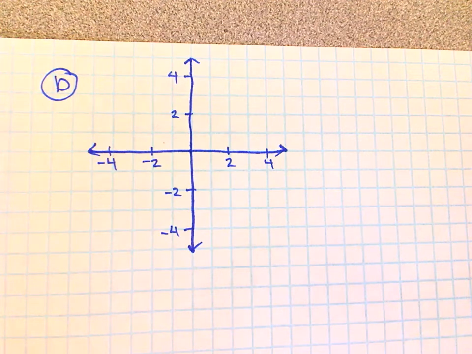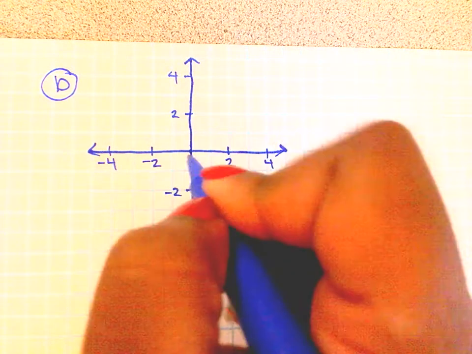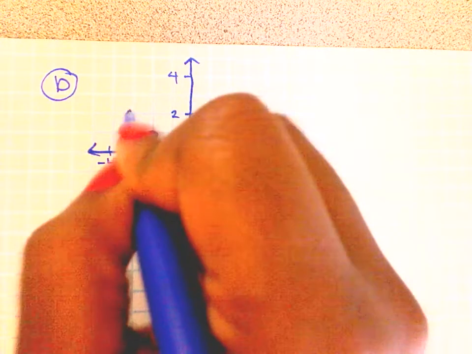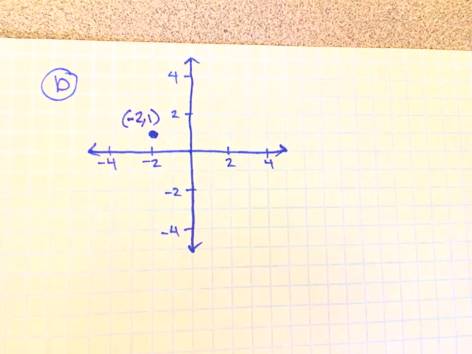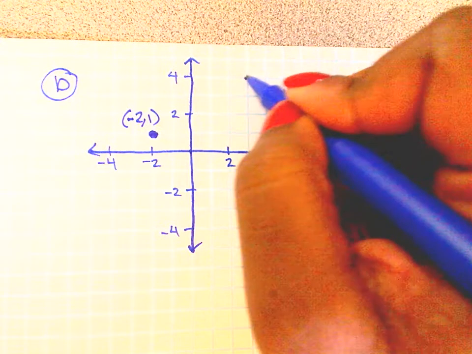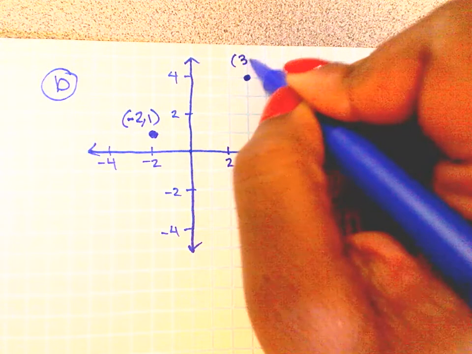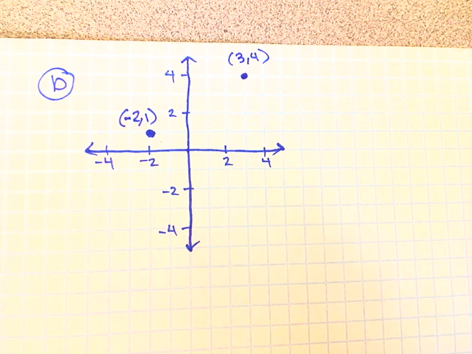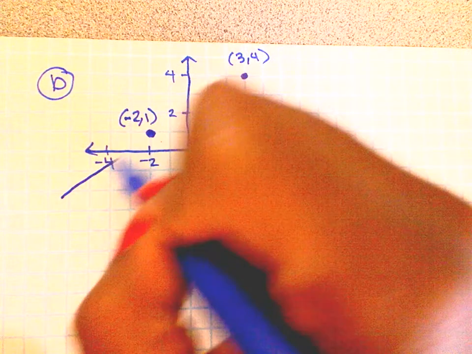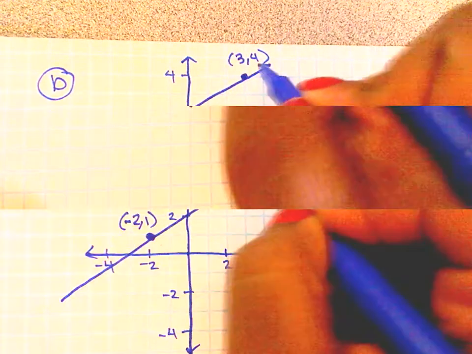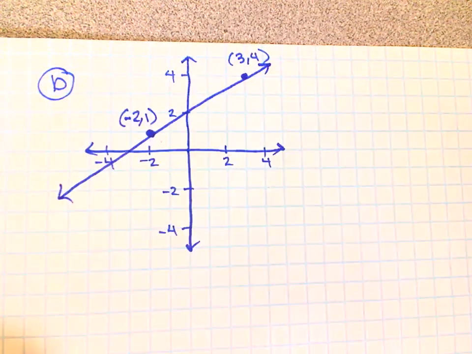And my graph shows me a point of negative 2, 1. And a point of 3, 4. And my graph looks like this.